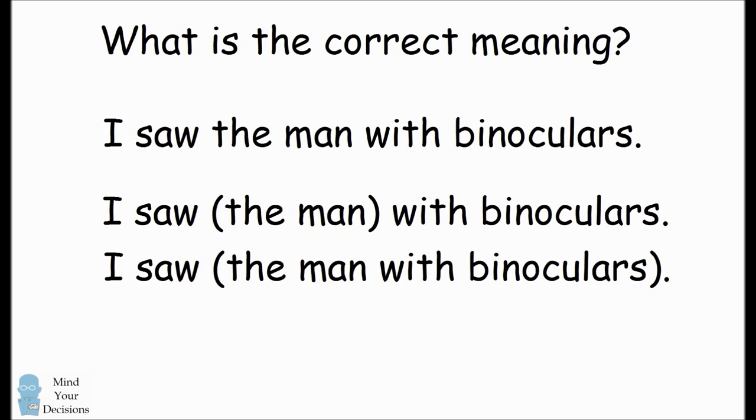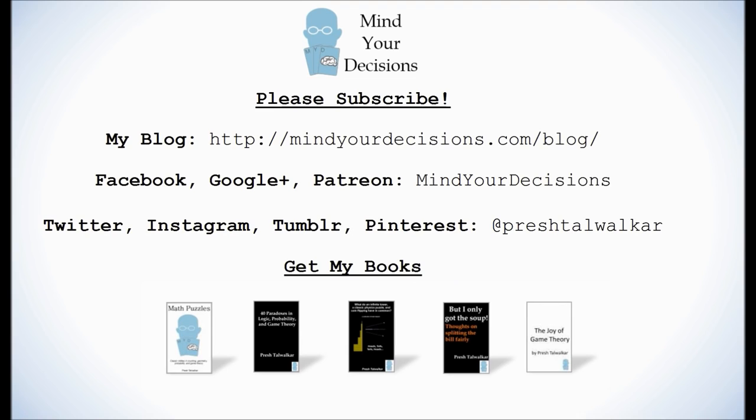So just as there are English expressions that can be interpreted in different ways, there are also mathematical expressions that can be ambiguous if you don't write them in a way that the reader can interpret them correctly.